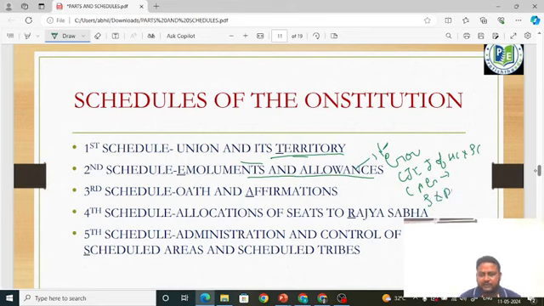Also Speaker and Deputy Speaker of what? Lok Sabha and Legislative Assemblies. Chairman and Deputy Chairman of Rajya Sabha and also Legislative Councils. All these people's emoluments and allowances. So, of course, if they are taking emoluments and allowances, they also have to perform their duties.